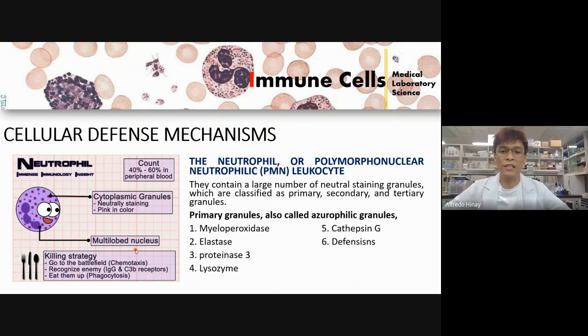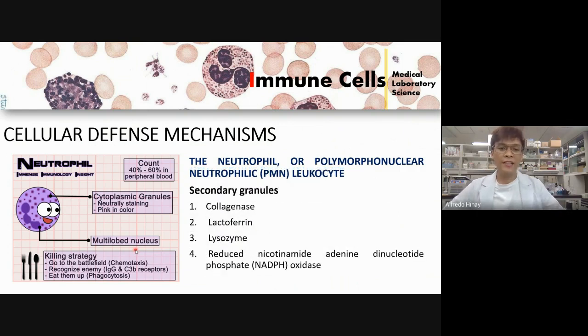Okay, so the primary granules class, their main function is for antibacterial. This is the reason why your neutrophil is the primary immune cells to fight against your bacteria, because their primary granules main function is to kill your organism.